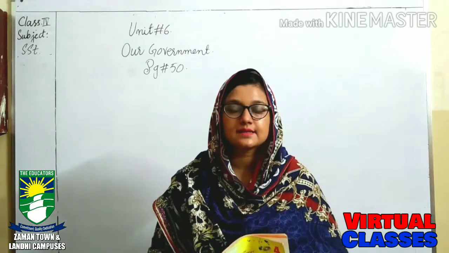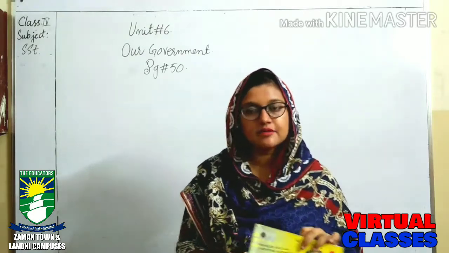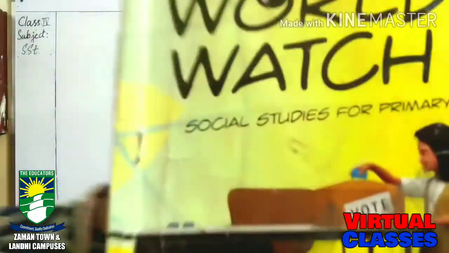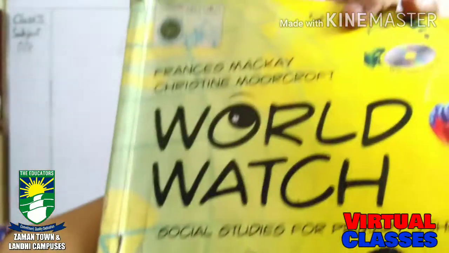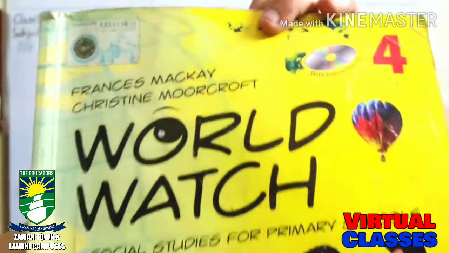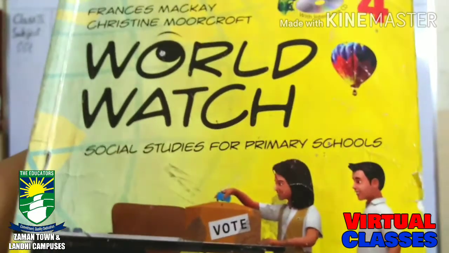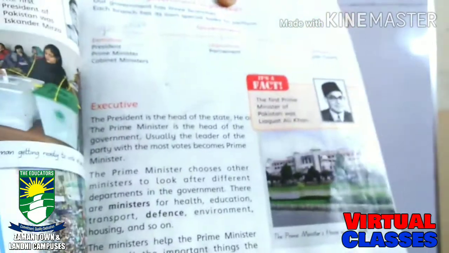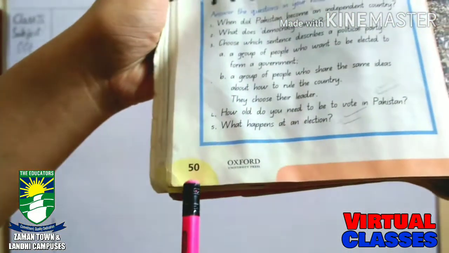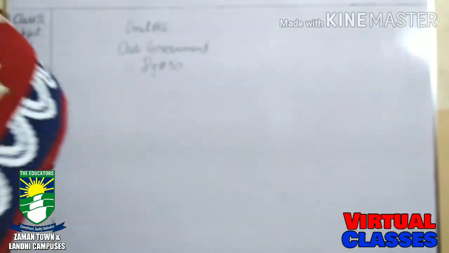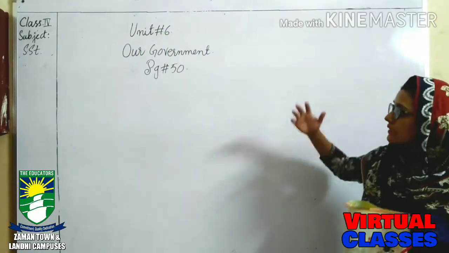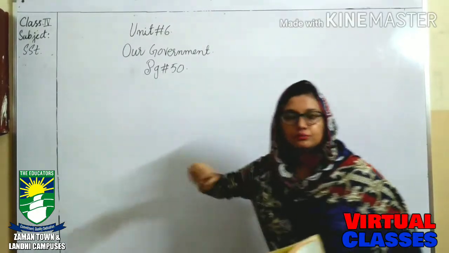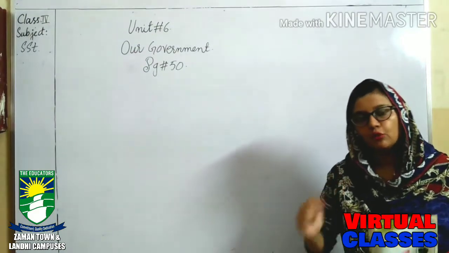Today is your SST class and this is your SST reading book. Look at this. You can see World Watch. Open the page number 50. Okay, page number 50. Have you opened it? Now, what we will do today, I am going to explain the new unit in SST, our government.